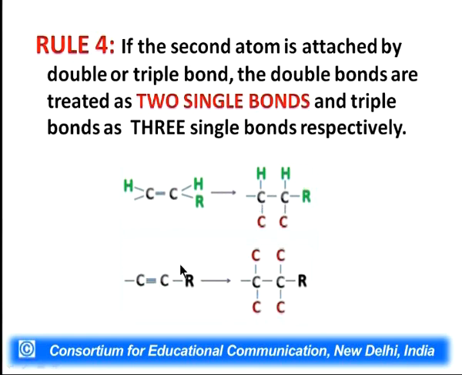Let us look into a group which has a triple bond. We will treat this triple bond as three single bonds, right? So when we treat this as three single bonds, it will become one single here, second single, and this is the third single. Similarly for this carbon, first single, second single, and then we have the third single bond.